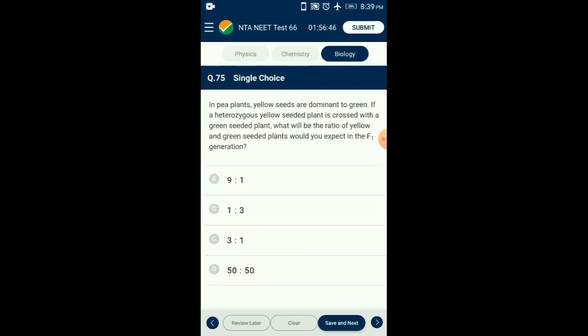Question number 75. In pea plants, yellow seeds are dominant to green. If a heterozygous yellow seeded plant is crossed with a green seeded plant, what will be the ratio of yellow and green seeded plants you would expect in the F1 generation? In the F1 generation, you can expect both 50-50%. So the answer for this question is option D.